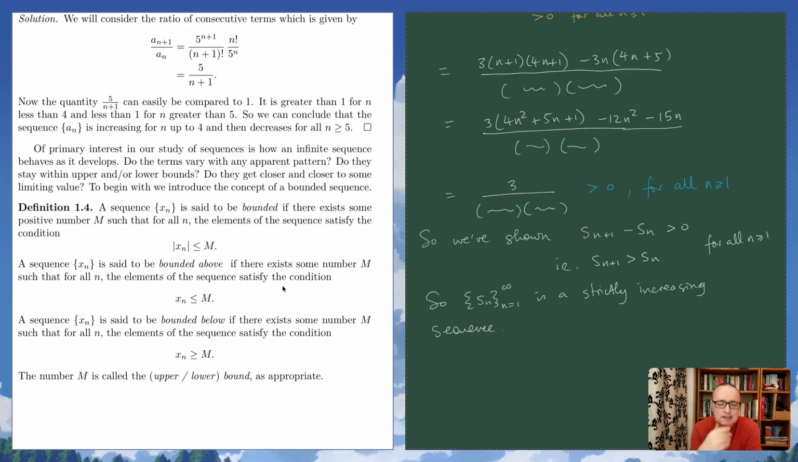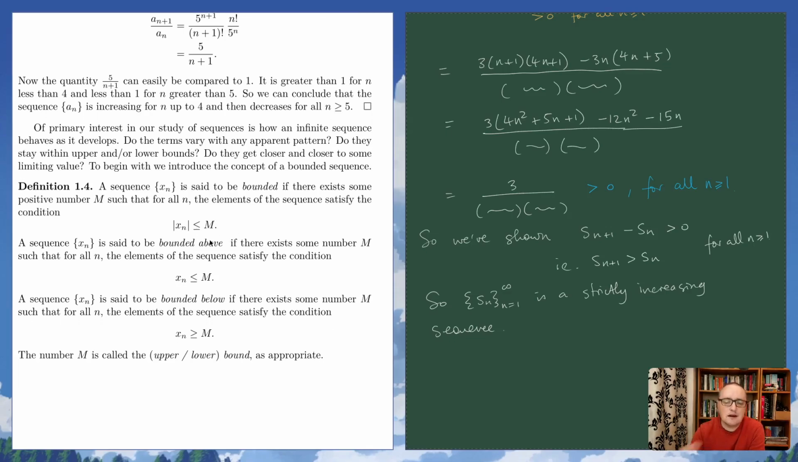Another property you can say is whether or not the sequence is bounded. A bounded sequence is a sequence where there's going to be some upper limit M to the absolute value of the elements of the sequence. So a sequence is bounded if there exists some positive number M, such that for all values of the index n, the absolute value of the sequence element is less than or equal to M.